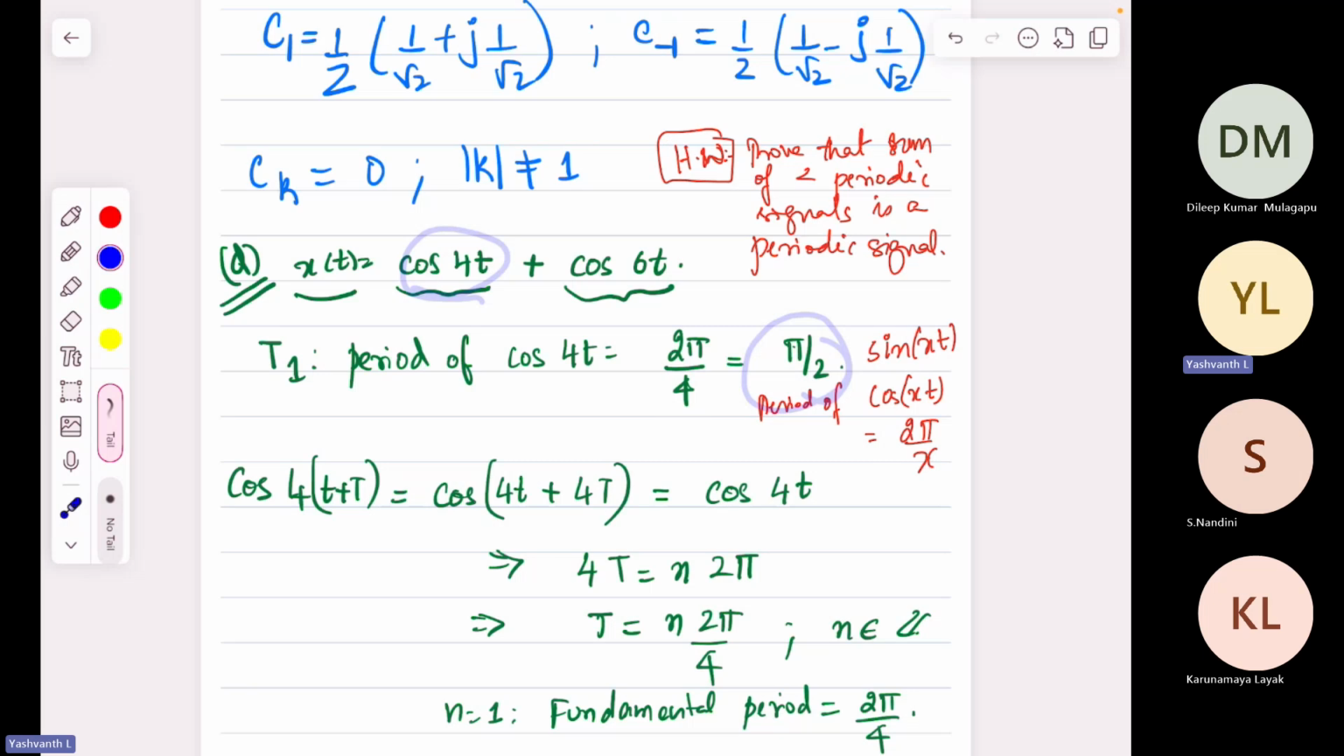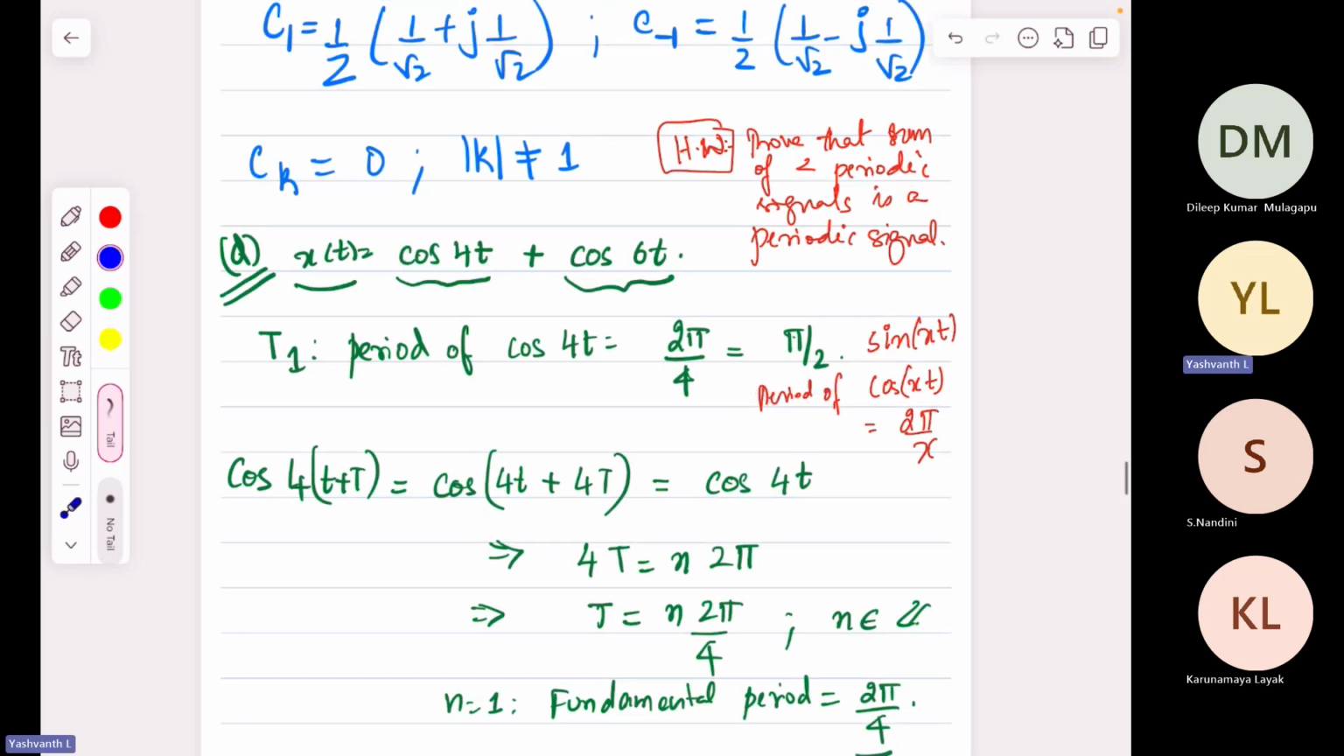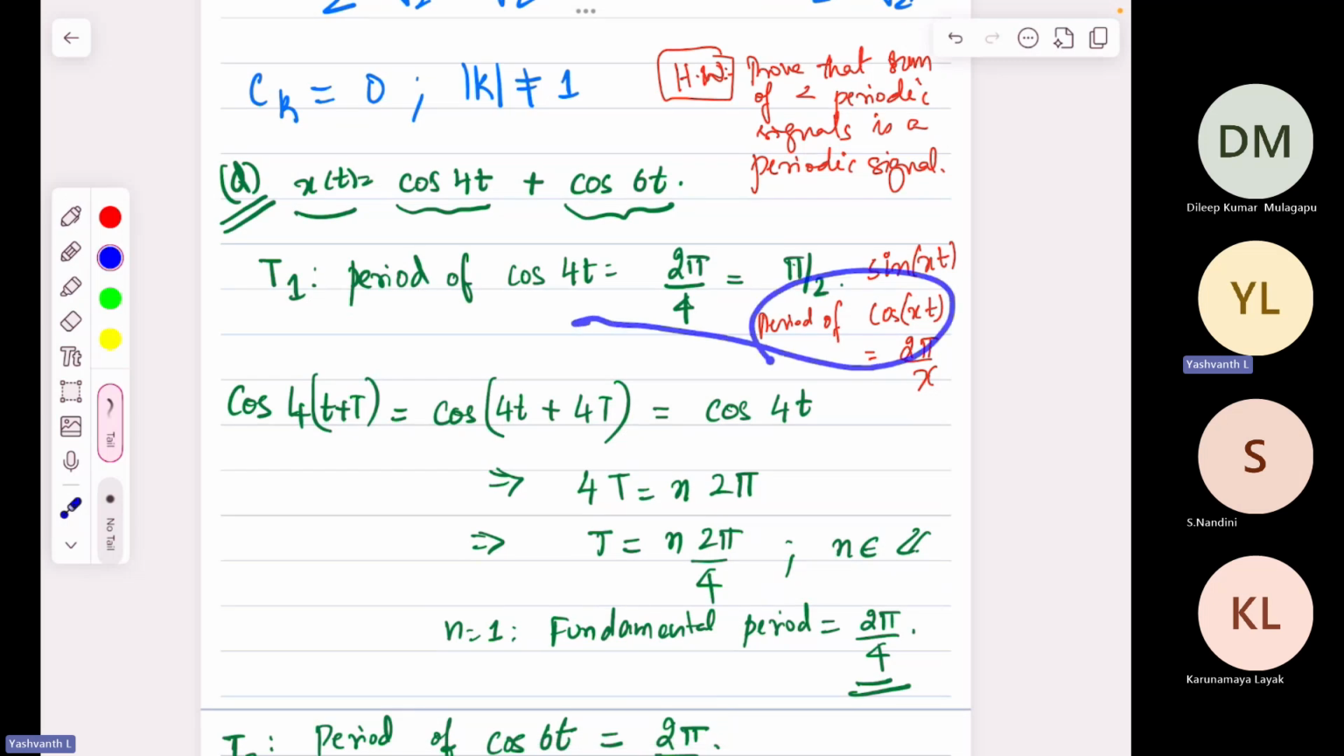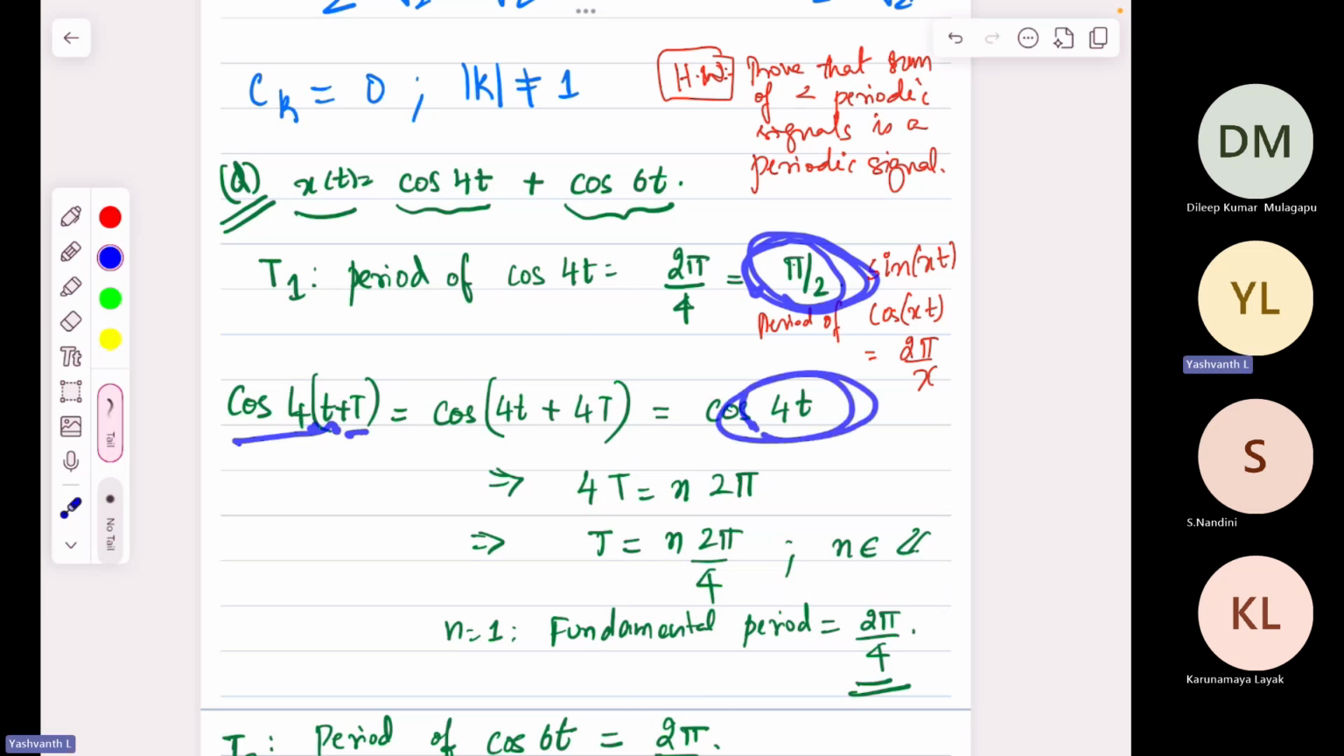That is the meaning. Similarly, you can verify. It's not so difficult to verify that this is correct. For example, what does it mean to say that T1 equal to pi by 2 is a period? That means if you add capital T to t in cos 4t, you should get back cos 4t. Now I'm asking for what values of capital T will this happen?